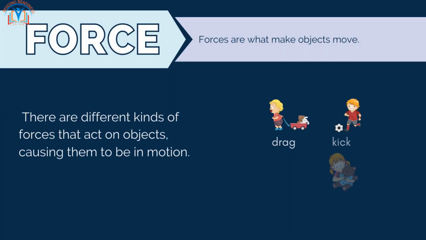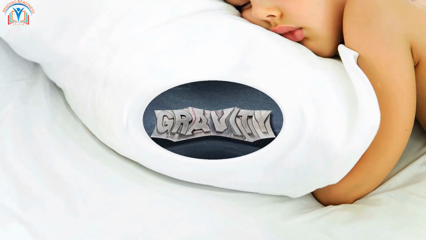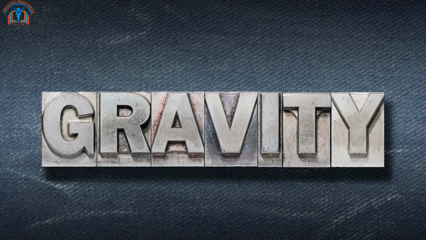Forces are what make objects move. There are different kinds of forces that act on objects, causing them to be in motion. When a toy car rolls down a ramp, it is pushed by a force called gravity.